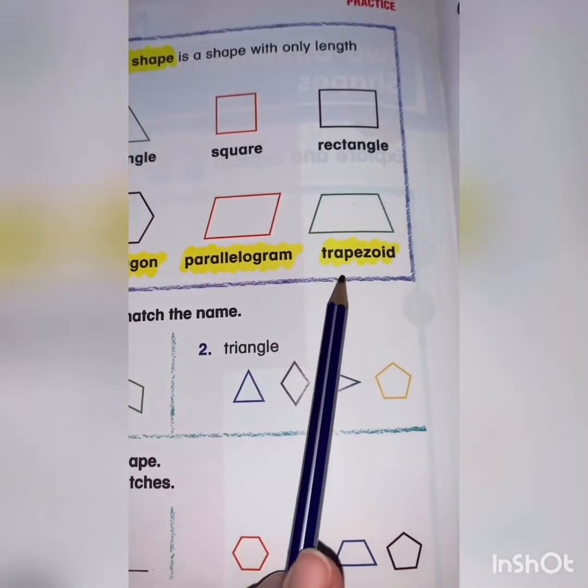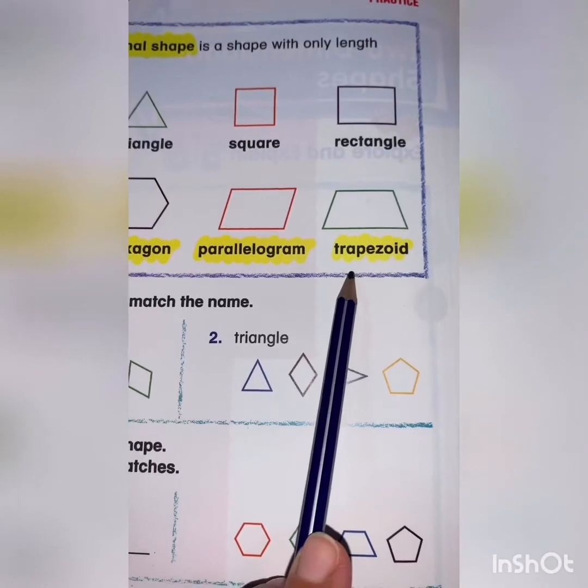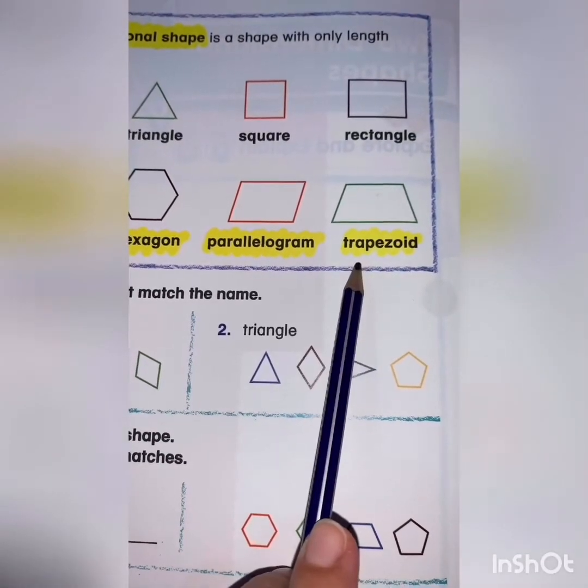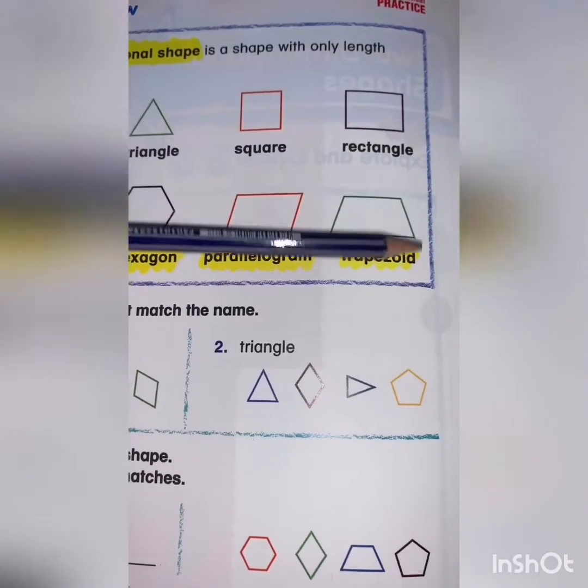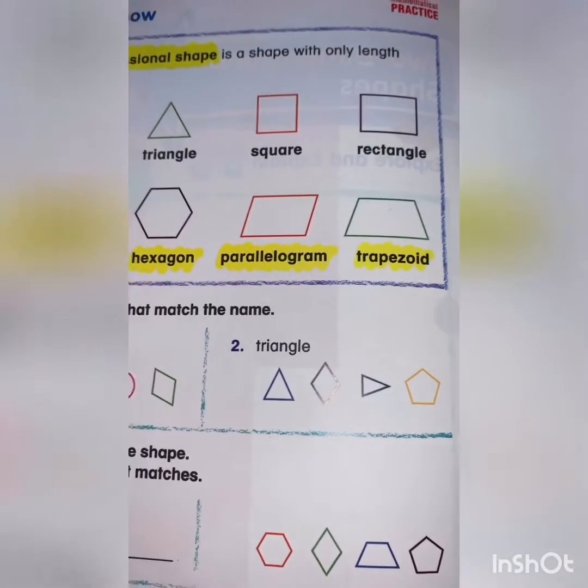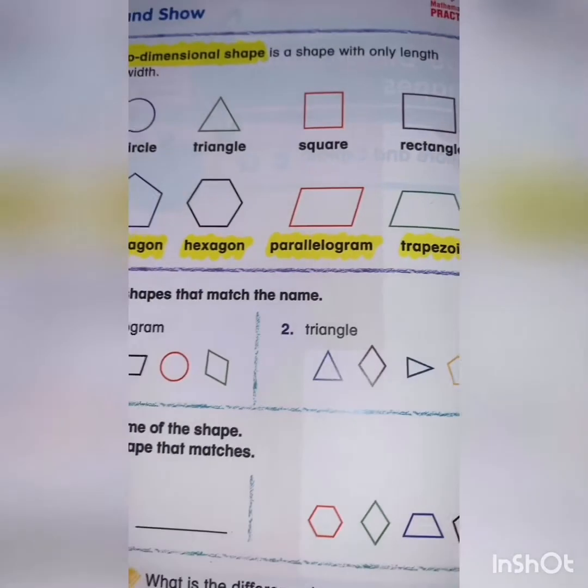And here we have trapezoid. Trapezoid. 4 sides, as you see, and also here we have 2 lines that are also parallel.